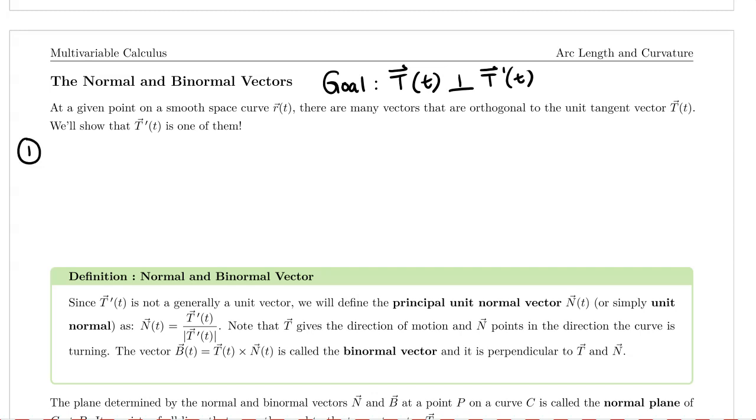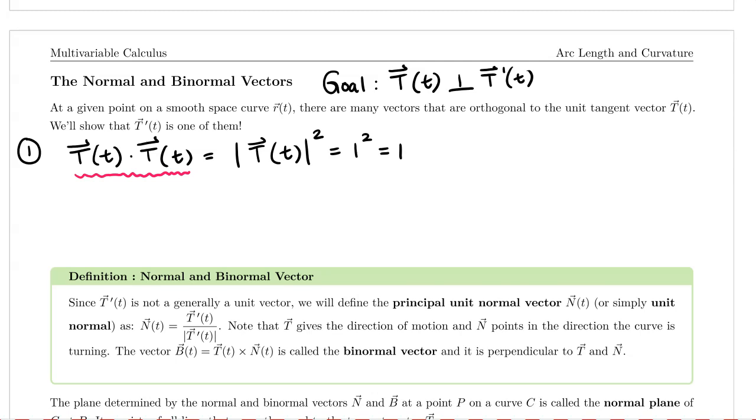What I'm going to do as a first step is take the dot product between capital T and itself, which is the same thing as the magnitude of capital T squared. And since capital T is a unit vector, this is equal to 1 squared, or just 1. Now what I'd like to do is take the derivative of both sides of this equation with respect to t. So I'm going to take the derivative with respect to t of this and of this.